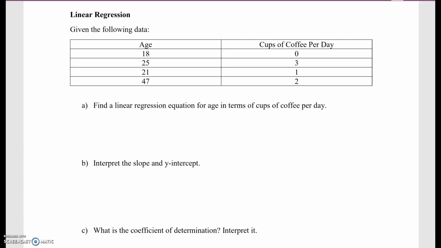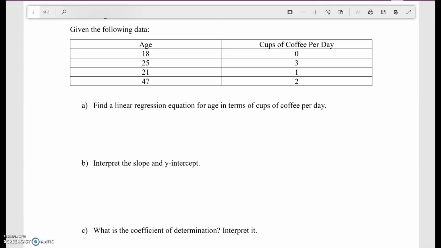Here's a linear regression question. I'm given this data, age and cups of coffee. We want to find a linear regression equation for age in terms of cups of coffee per day. We need to be very careful, because we're looking for age in terms of cups of coffee. So age is my y variable, and cups of coffee is my x variable. That means this is my x and this is my y. Just be very, very careful with that.